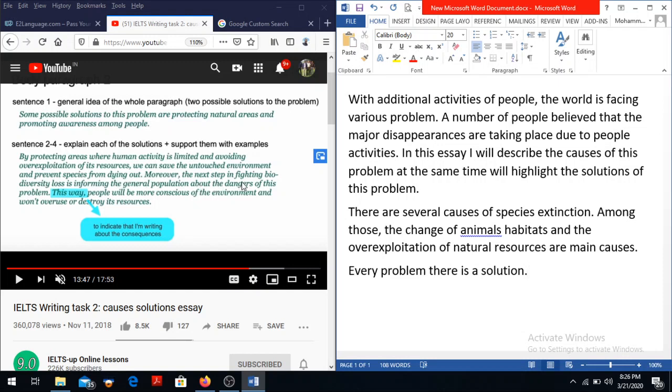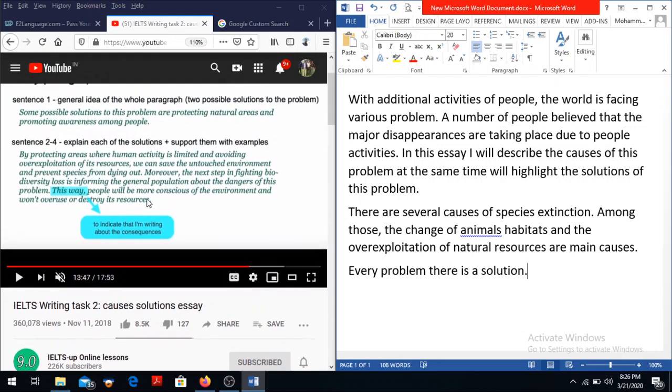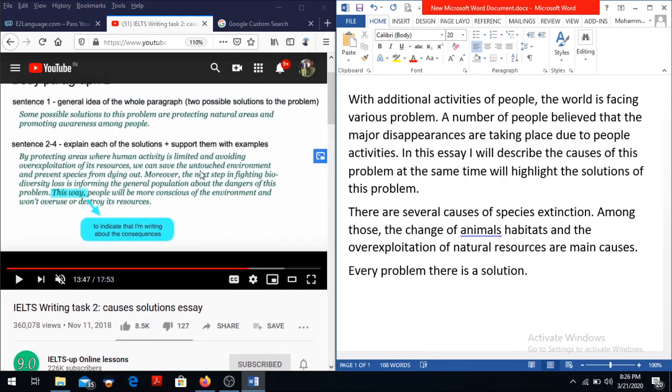Moreover, the next step is fighting biodiversity loss by informing the general population. So this is also a solution. We have to make people aware of the danger of this problem. This way people will be more conscious of the environment and won't overuse or destroy the resources. Here I haven't given any example, but it is not always mandatory to give an example.